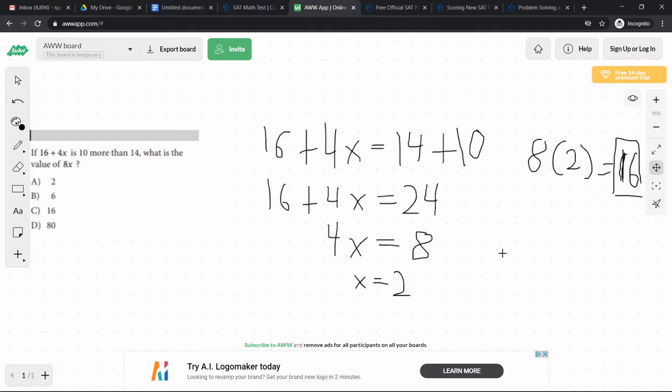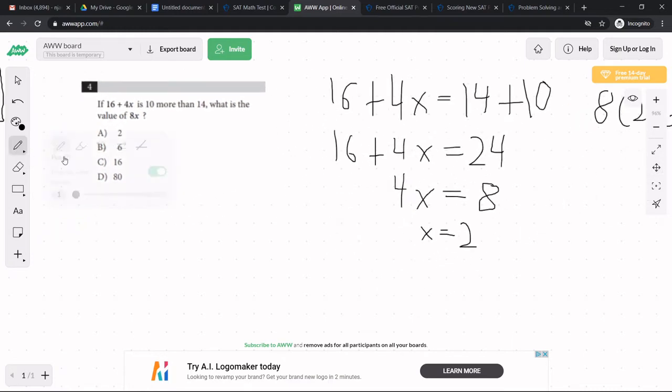Now, the bit of a time save I was talking about is once you get to this step, you should realize that you're not looking for x, you're looking for 8x. Is there any way you can get from 4x to 8x a bit quicker than going to x equals 2 and then multiplying it by 8? You could just multiply both sides of this equation by 2, and you get 8x equals 16 immediately.